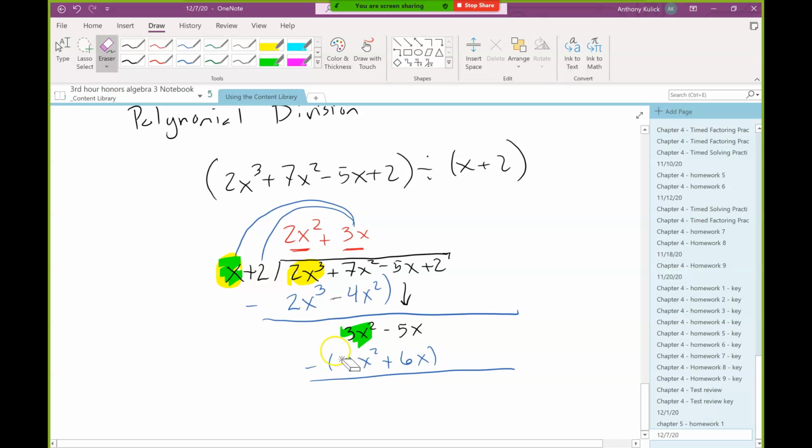Now I've got to make sure I distribute that negative through, so I really am going to have negative 3x squared and negative 6x. So 3x squared plus a negative 3x squared is 0. Negative 5x plus a negative 6x is negative 11x. I'll bring down the 2.